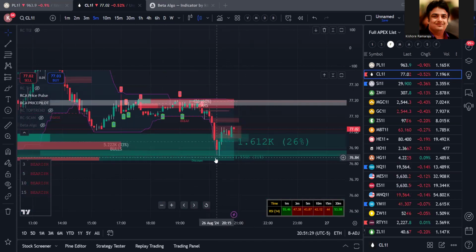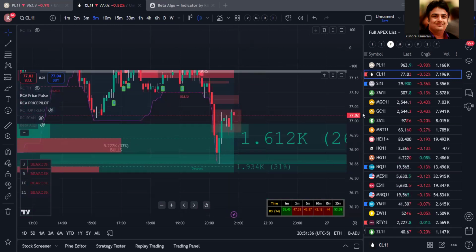Otherwise, we would have made another $150 here because there are 1,000 points, 1.9, 1.6. And there is the discount area. Discount area is generally the time to go long.